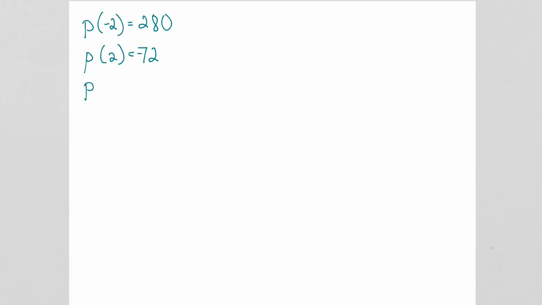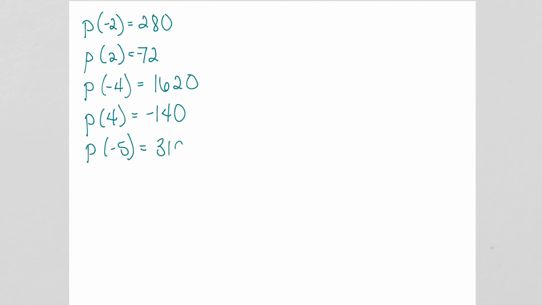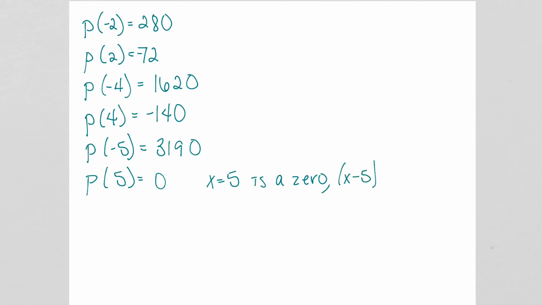So we go on to -4 next on our list. Gives us 1620. Nope. So we try 4. Sometimes you have to go through several of these, as you can see. We get -140. No, we're getting close, I promise. -5 gives us 3190. Nope. But 5, yay. We finally have it. Gives us 0. So that tells us that x equals 5 is a 0 of our function, and x minus 5 is, in fact, a factor of the function.